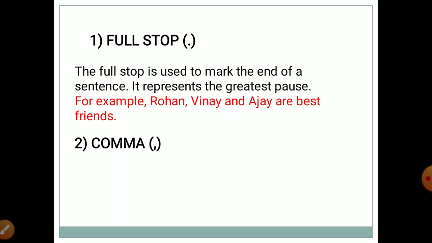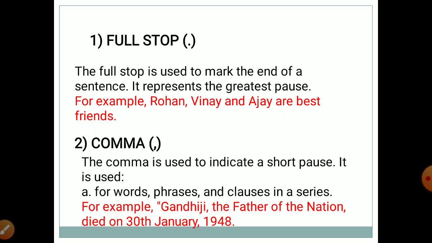Next is the comma. The comma is used to indicate a short pause. It is used for words, phrases and clauses in a series. For example, Gandhiji, the father of the nation, died on 30th January 1948.